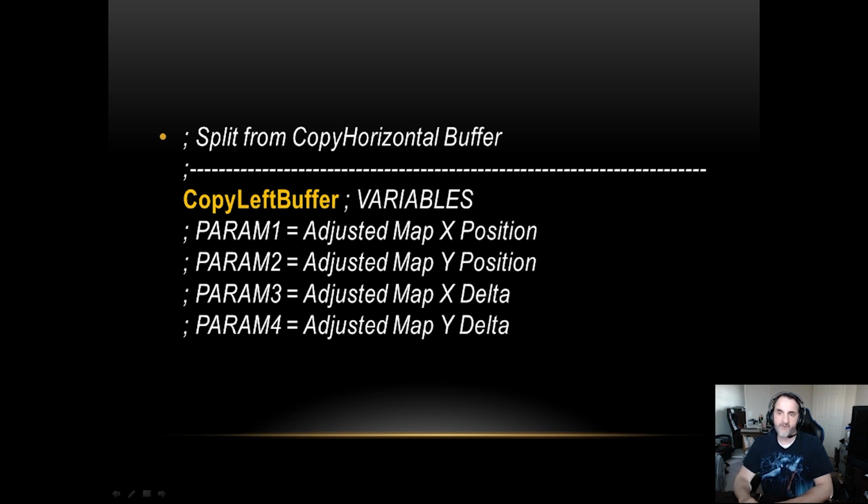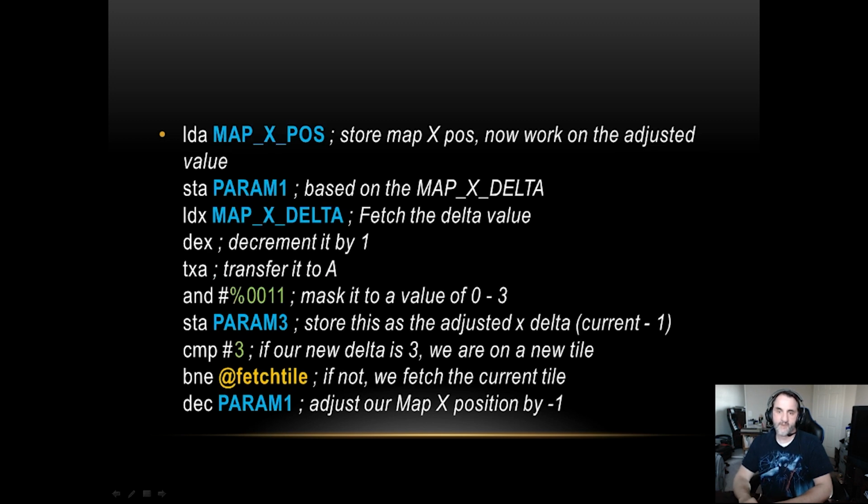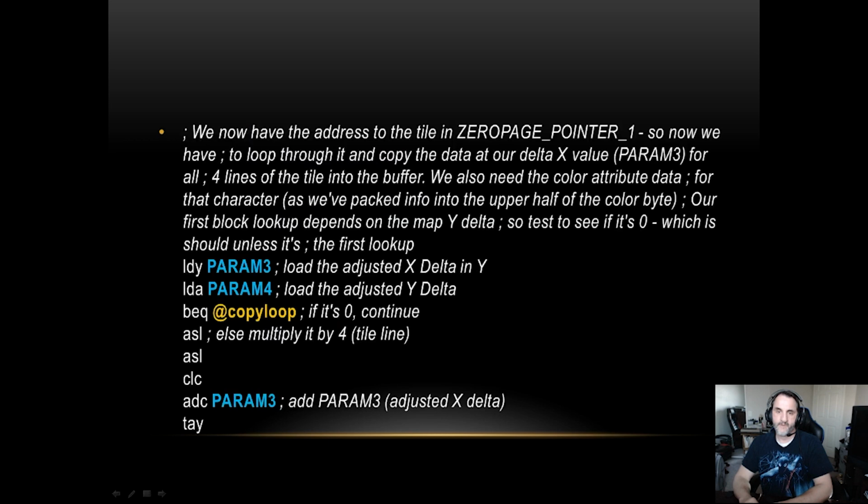So split from copy horizontal buffer. This is the copy left buffer. And it's going to be very similar, except now we're copying everything over from the left-hand side. We now have the address to the tile in 0 page pointer 1, so now we have to loop through it and copy the data at a delta X value for all 4 lines in the tile into the buffer.